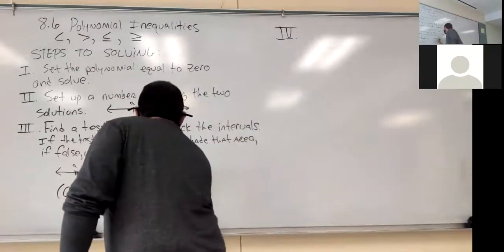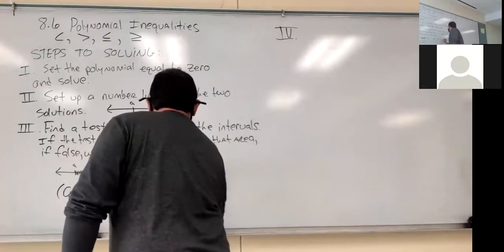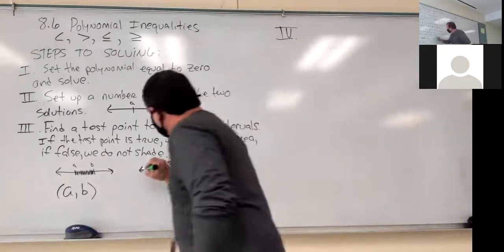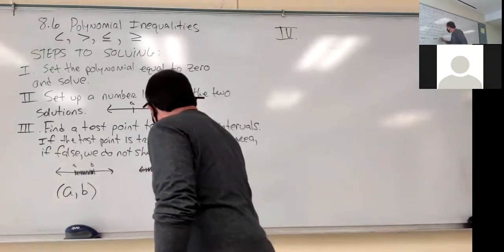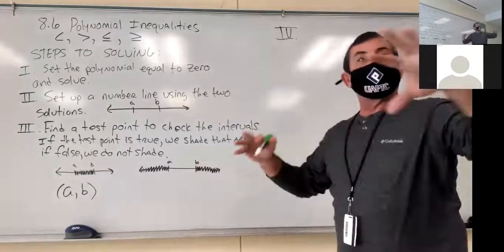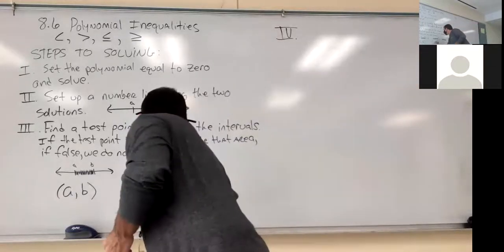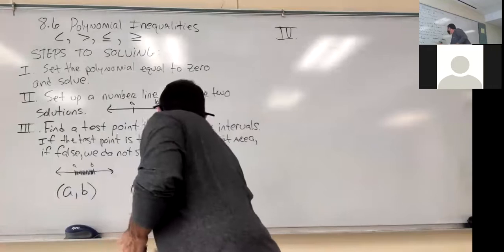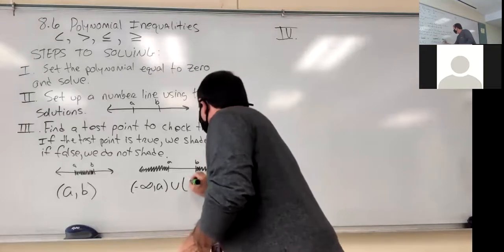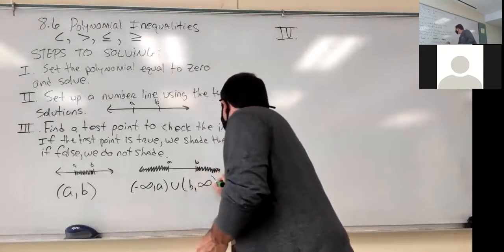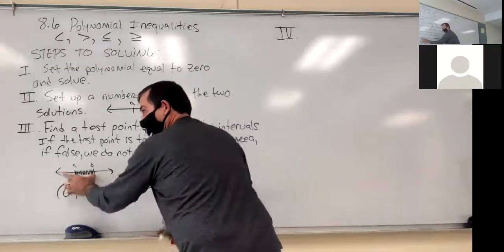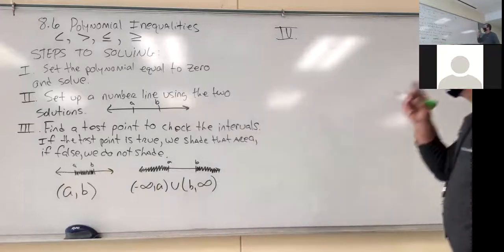Or my answers could come as false in the middle. If it's false in the middle, that means it's going to shade the outsides. So if it's true for the outsides, your intervals will start at negative infinity and go to the first number, and then we'll union from the B to a positive infinity. So you're either going to get it to shade in the middle or shade to the outsides, okay?